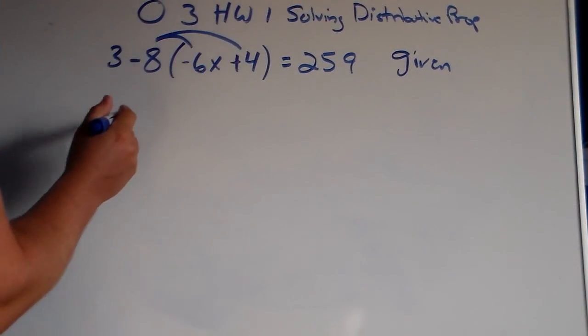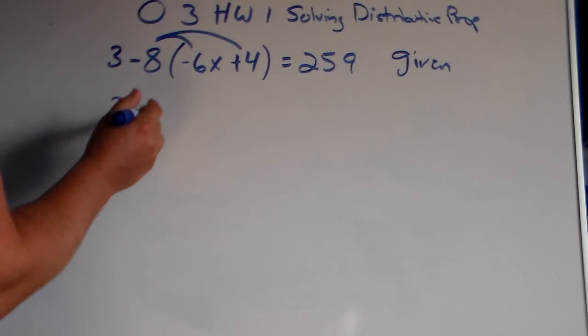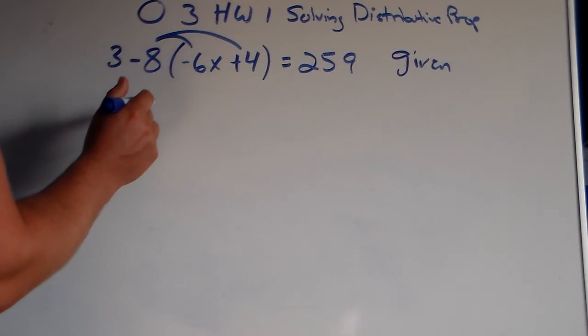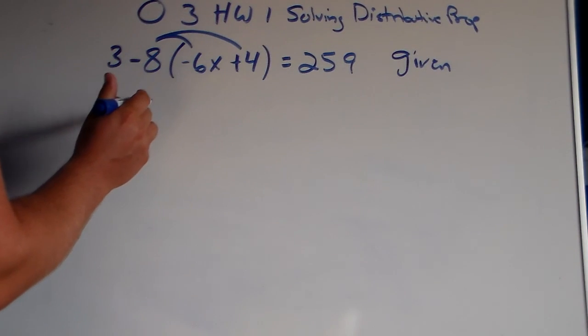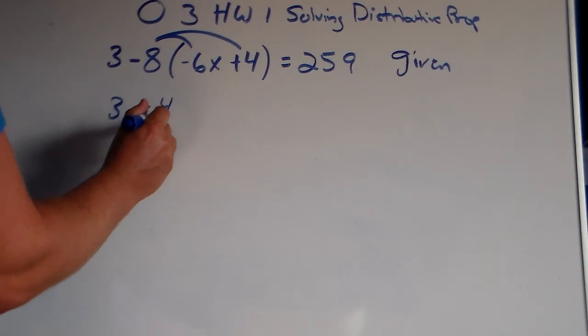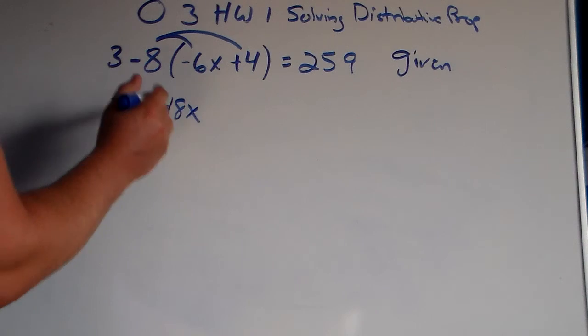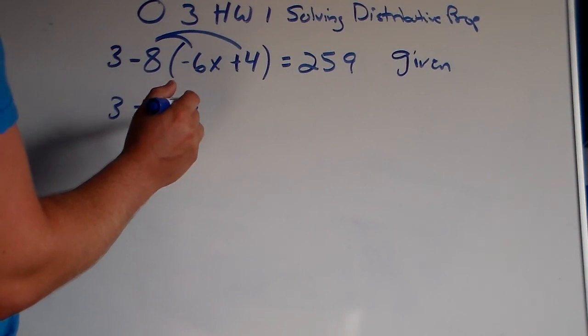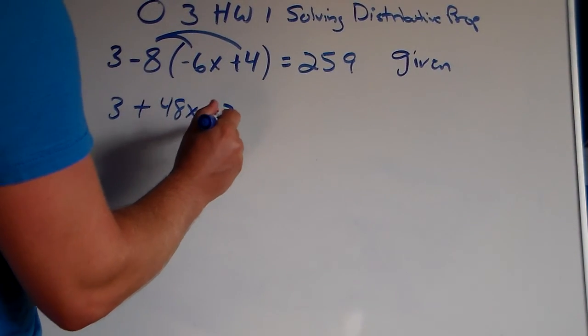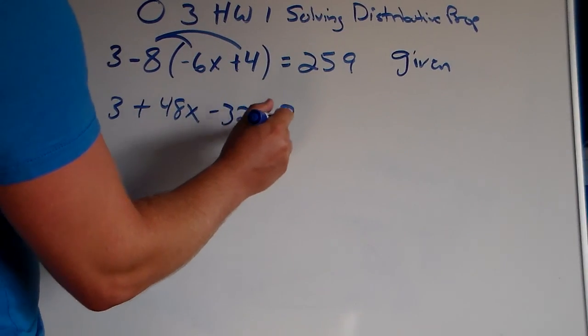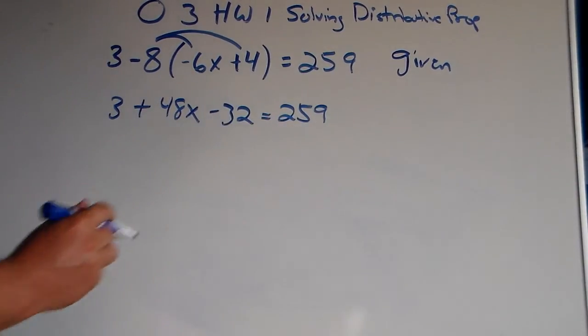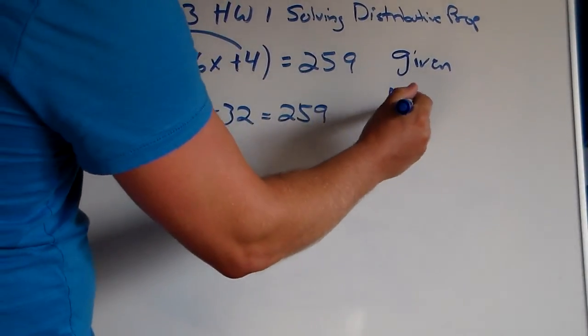We distribute. Negative 8 times negative 6, that's positive 48, and that has an x there, so it'll be positive 48x. Then negative 8 times positive 4 gets you negative 32, equals 259. That was the distributive property.